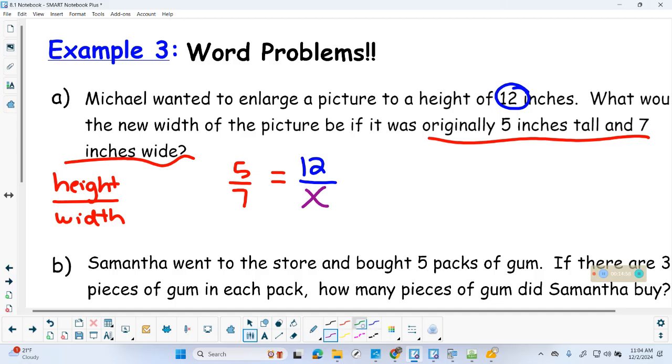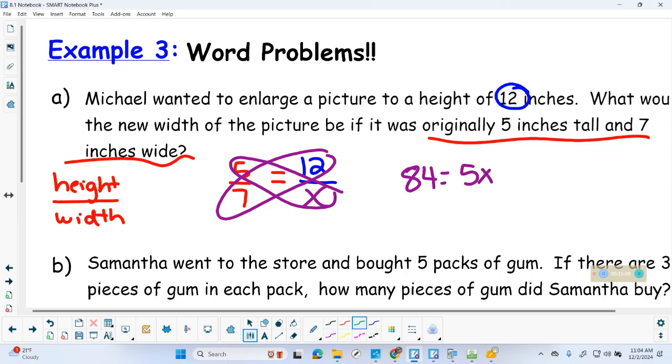All right, easy peasy. Let's do our cross products. What's 12 times 7? 84. 84. 5 times x. That's easy. Now, is this gonna come out nice? No. Use your calculator. So you should get 16.8. Let's label it. Yeah, she got it. Inches. Good.